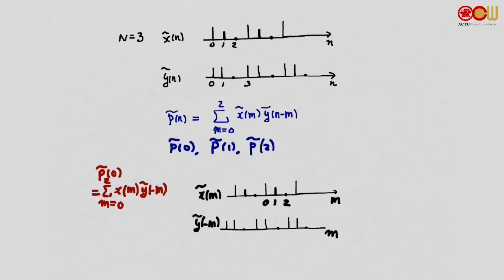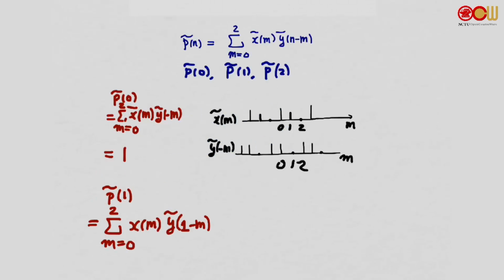Now let's start with p tilde 0. For p tilde 0, we need x tilde m and y tilde minus m. So I have copied xm down here with a sequence like this, and y tilde m. We flip yn to get y tilde minus m. If we multiply these 3 points together, what do we have here? This is a 0, so these two get a 0. These two multiplied together, we get a 0. And here, these 2 points multiplied together, we also get a 0. Only the first samples give a 1. So this is a 1.